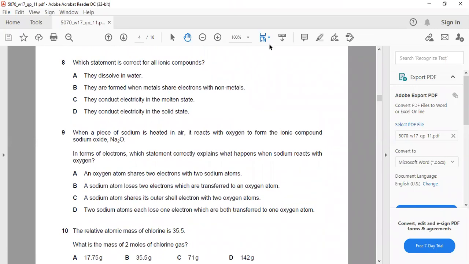Which statement, again an ionic bonding question, is correct for all the ionic compounds? They dissolve in water, not necessary. Why? Silver chloride, silver iodide, ionic compounds, barium sulfate in acid base. You know, these salts are not soluble. Calcium sulfate, not soluble. Lead sulfate, not soluble.